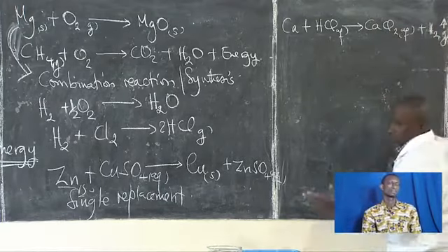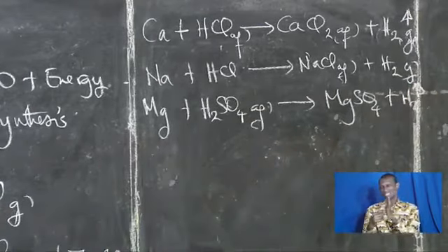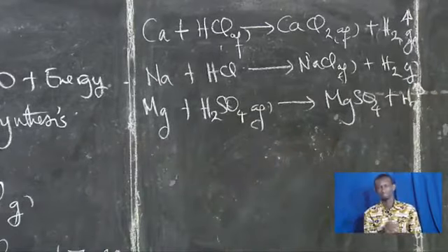You can also suggest other examples, not necessarily only this. With metals, you can have sodium with HCl, which will give sodium chloride, or any other acid. Or you can have magnesium with sulfuric acid, which will form magnesium sulfate and hydrogen gas. So these are some of the examples of single replacement reactions. You can have as many other examples.